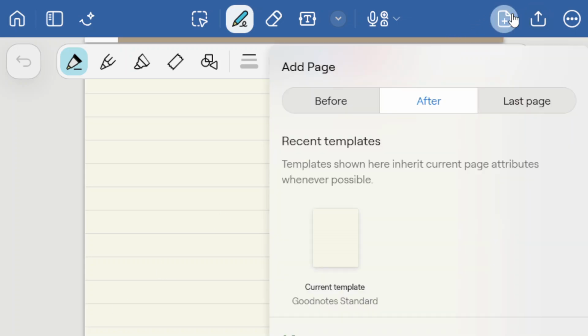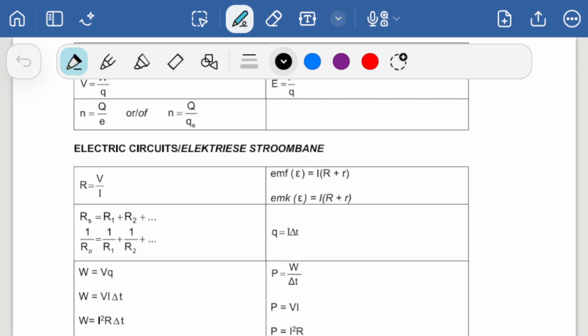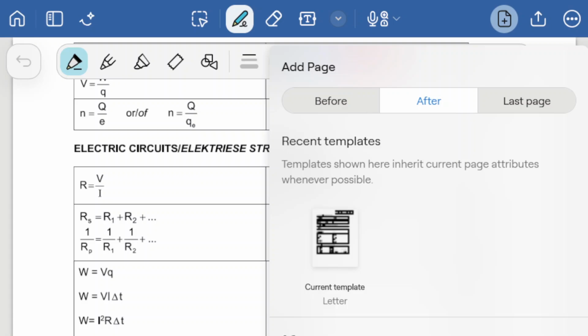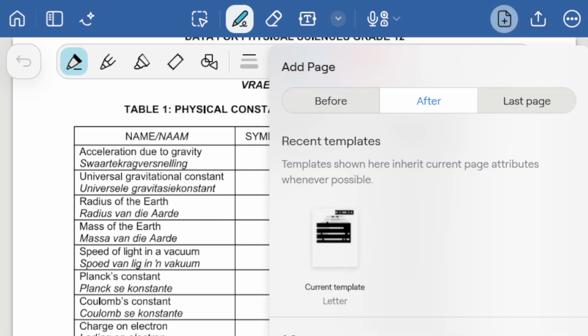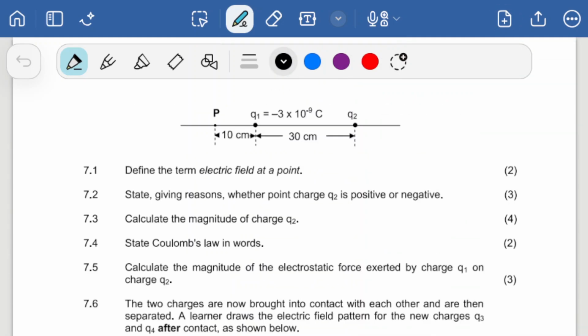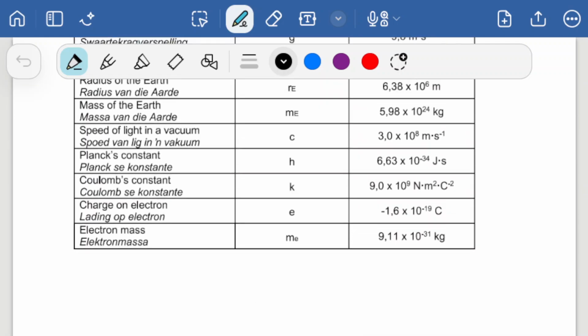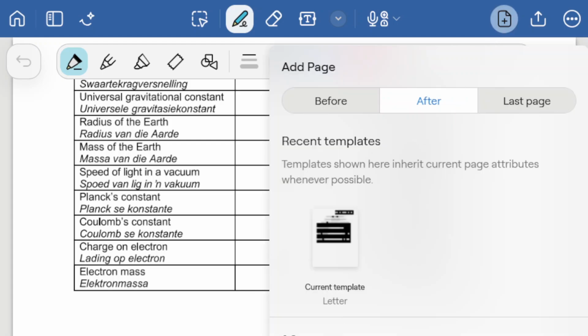Okay. Import. Let me see. Yes, formula sheet. Import data sheet. Then import this question. Okay, import that question.